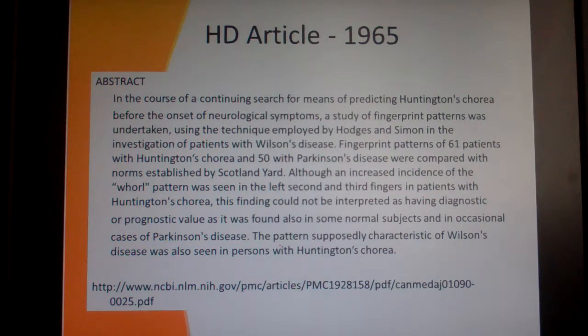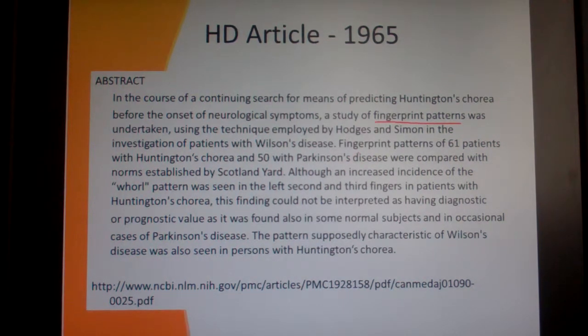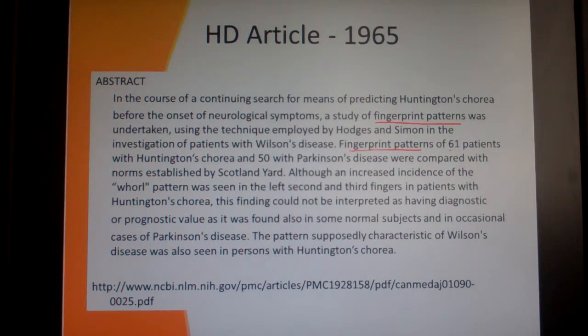This is a little article way back from 1965, okay, which is a long time ago. They were studying fingerprint patterns to try to find out if somebody was at risk of having Huntington's disease. Again, it's way back in 1965. So they took these fingerprint patterns of these patients with Huntington's. Again, remember I said they call it chorea sometimes. And they took 50 with Parkinson's also, and they compared them with Scotland Yard, because of course, like the FBI of England, they have all these fingerprints and everything.